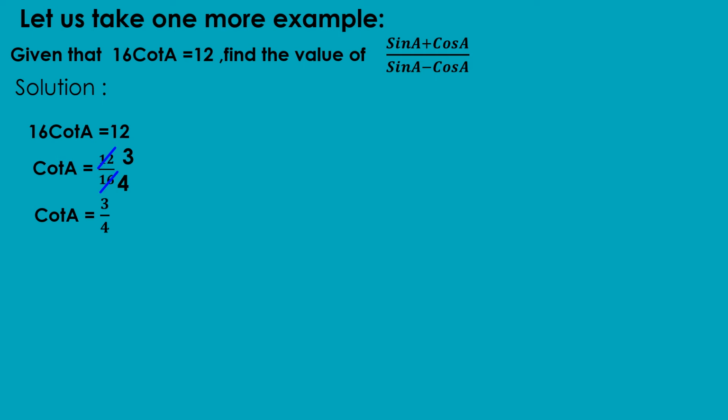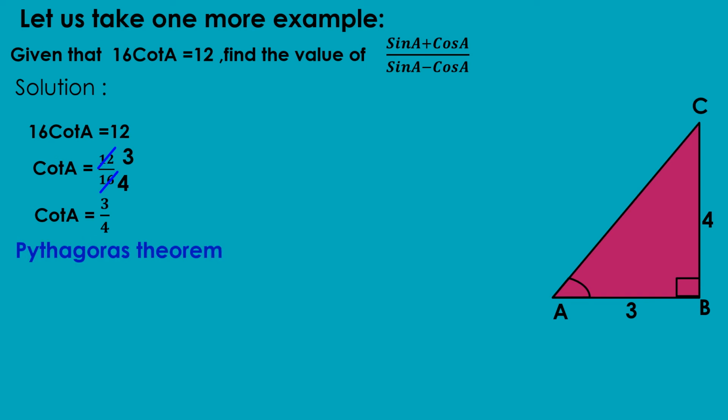We know the meaning of cot A is adjacent side by opposite side. In a right angle triangle ABC, take an angle A, the adjacent side AB is 3 and the opposite side BC is 4. Now we have to find AC, that means the third side. To find the third side we have to use the Pythagoras theorem, that is side square plus side square is equal to hypotenuse square. Here AB is one side, BC is one side, AC is the hypotenuse.